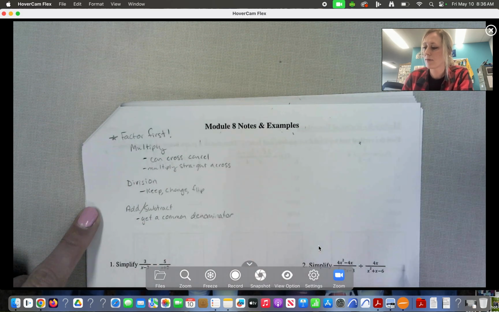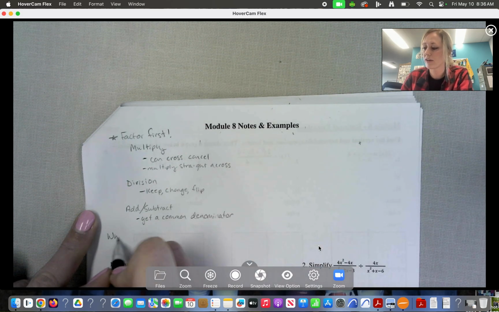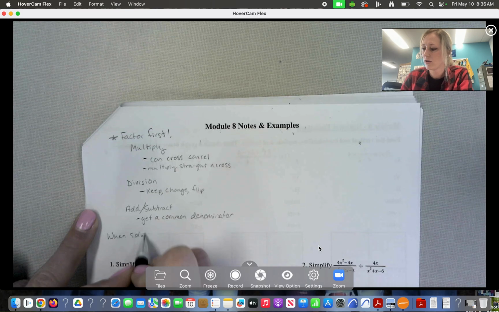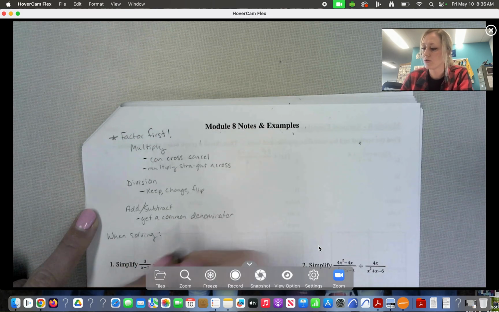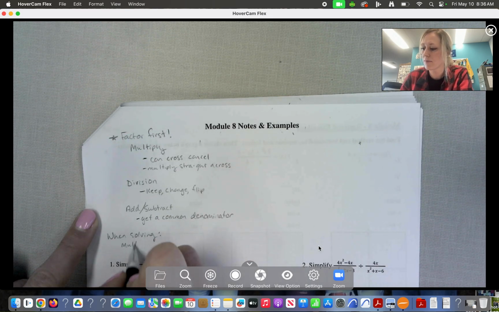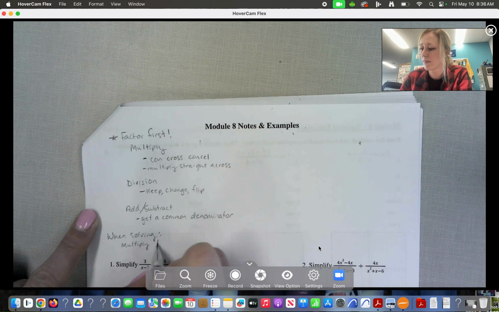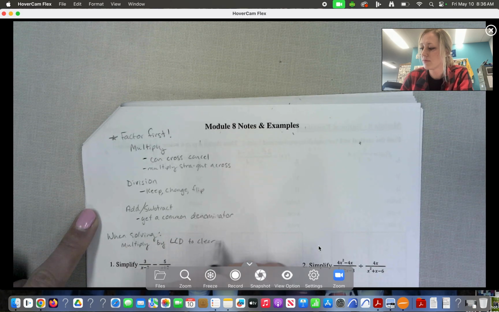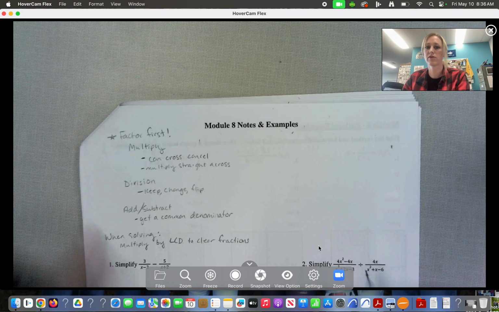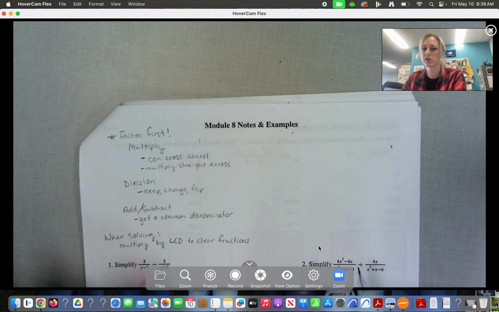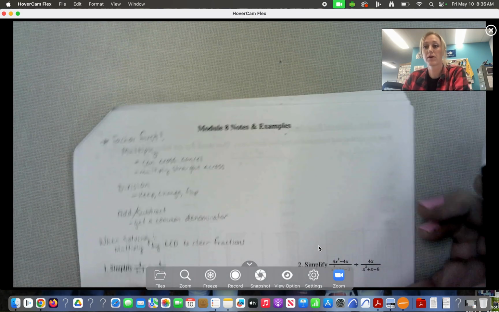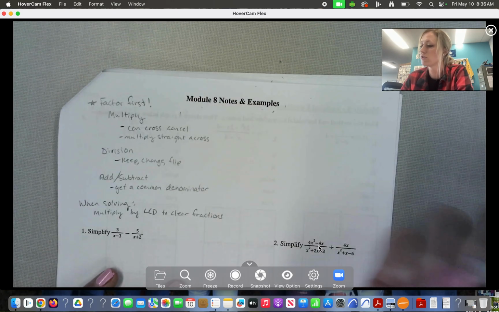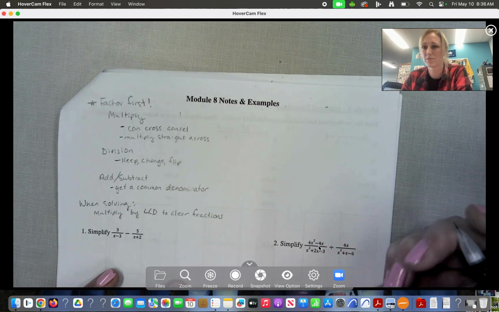Okay, I'm also going to add when solving, we want to multiply by our least common denominator to clear the fractions. Okay, so there's some notes of reminders of how to do operations and then how to solve. The other part of this unit was graphing rational functions. So this had to do with all of our different asymptotes.